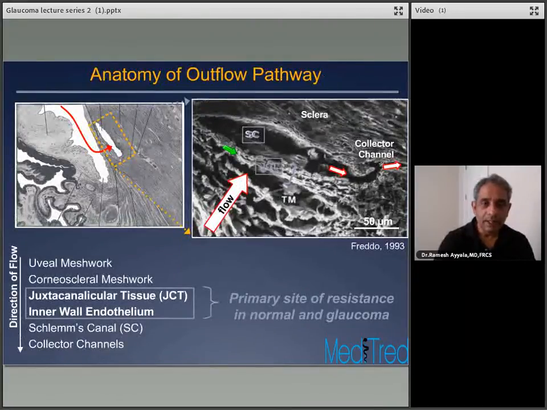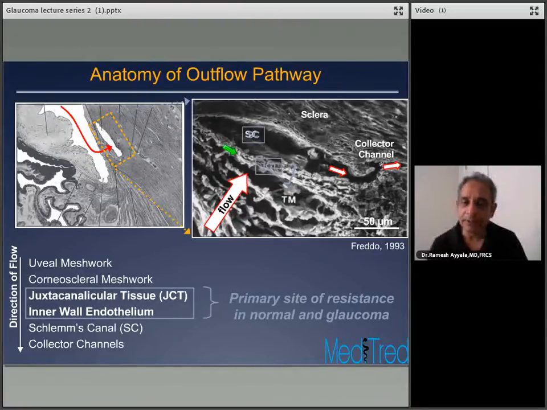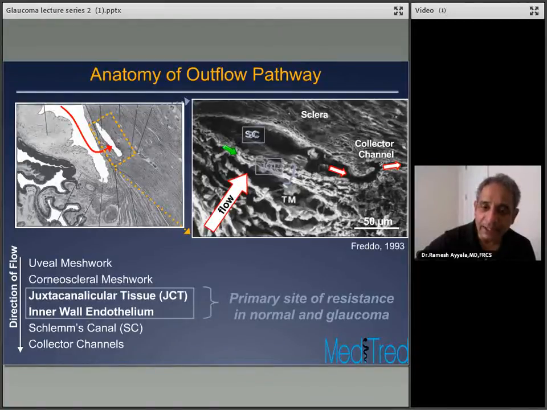Okay, and here is the electron microscopy picture borrowed from publications by Fine. This gentleman used to work in, I think, BU, and when I did my corneal fellowship there, he was there, but I never realized that he did so much work on the electron microscopy of the angle structures.